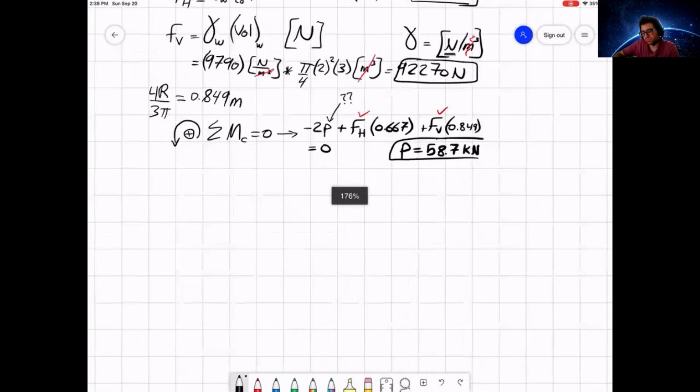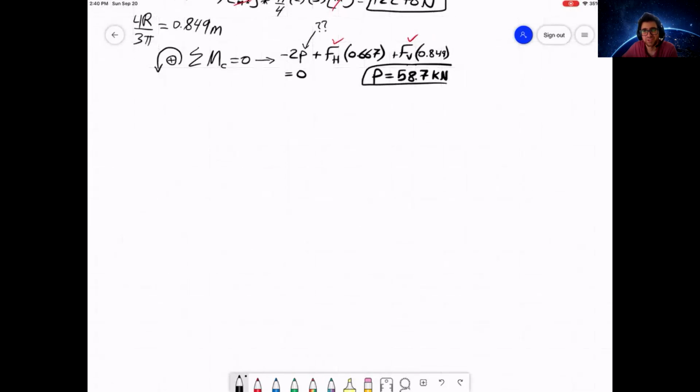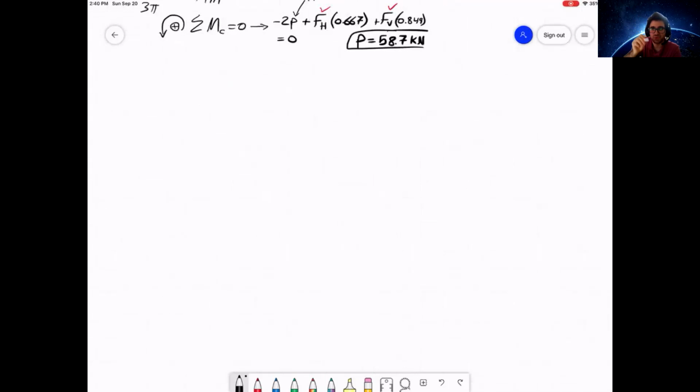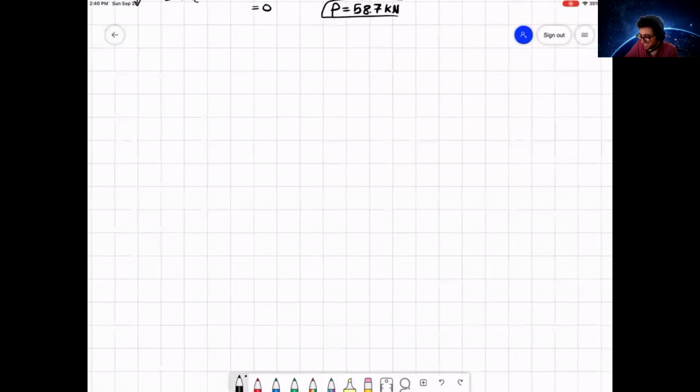For this chapter too, don't forget manometers. You guys remember that one with all the tubes and how you move from one point to another point? Remember, it's basically hydrostatic pressure, because you're just multiplying gamma times h. Make sure you know that concept. I'm pretty sure professors like to ask these questions.